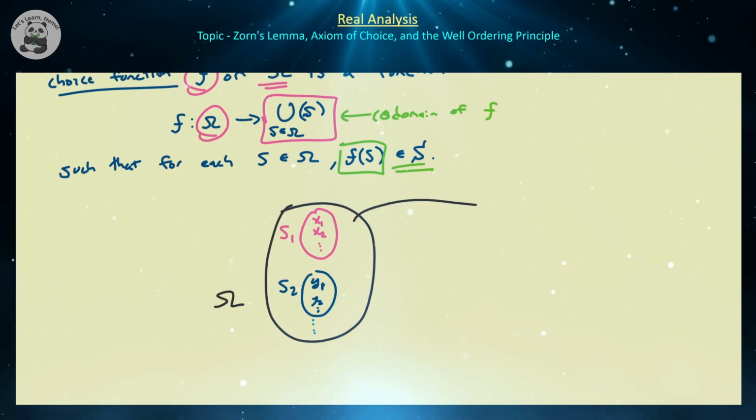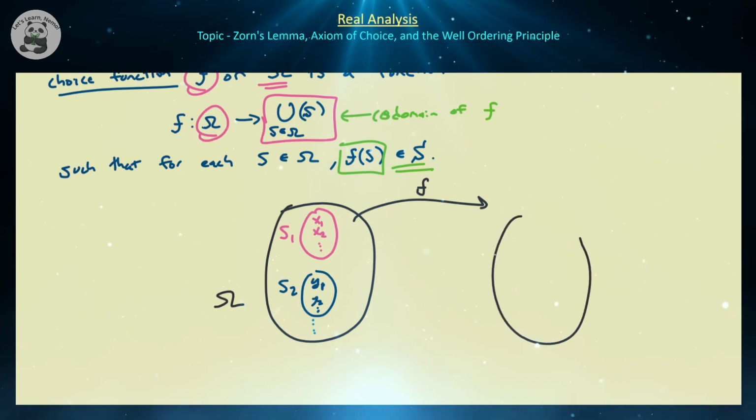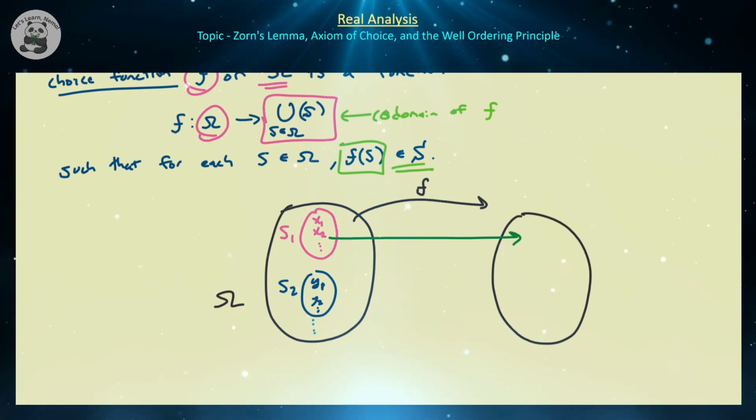And this function, or what we call a choice function, takes it and returns a particular element. So for example, this set is mapped to some element, for example, xk. This set is mapped to some element, for example, yk.